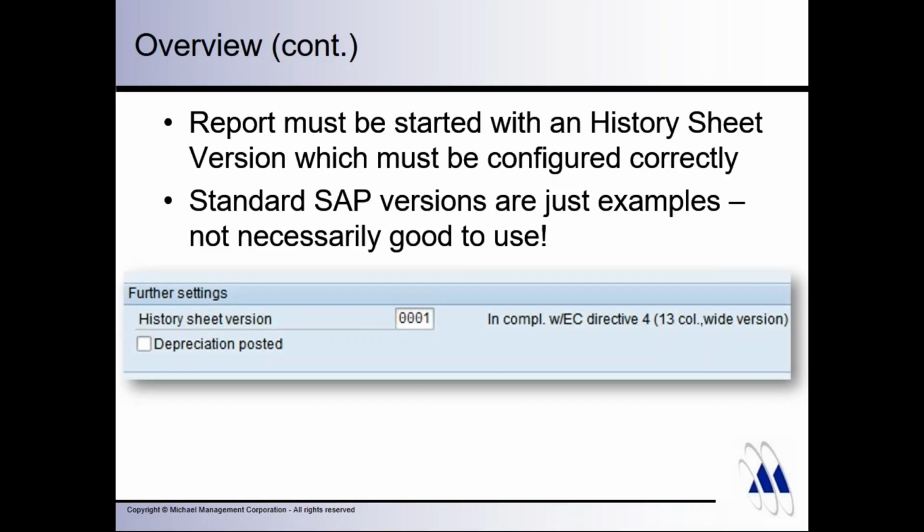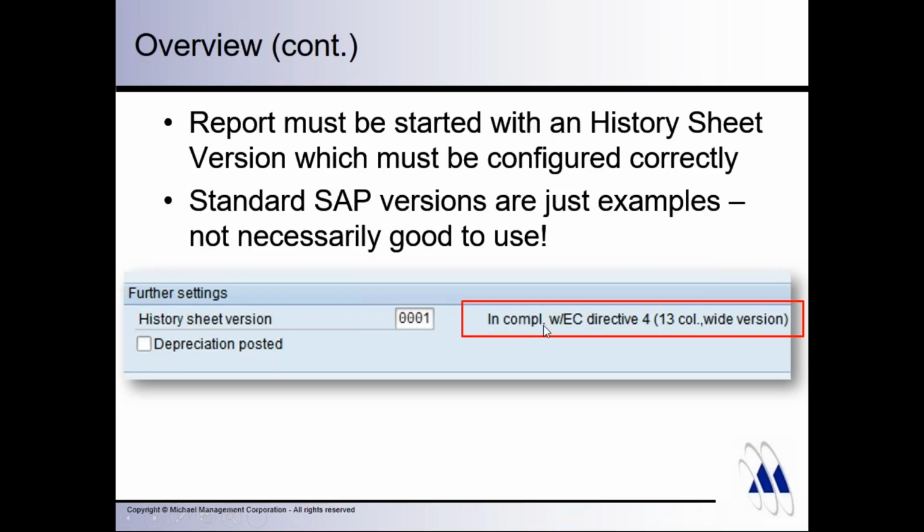When we look at the selection screen of that report, this is pretty far down. This is where you put in this asset history sheet version. And when you start the report, it always starts with this default version 0001. Now that's not a good default version for us to use. Look at the description of this version here. Most people don't spend the extra 2 seconds to really read this or realize what this means.